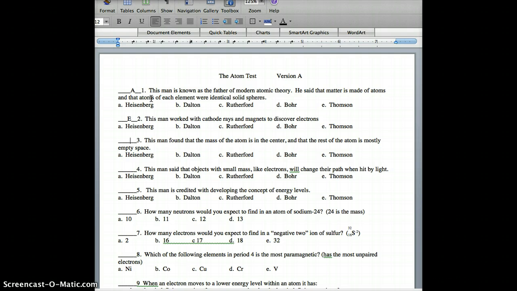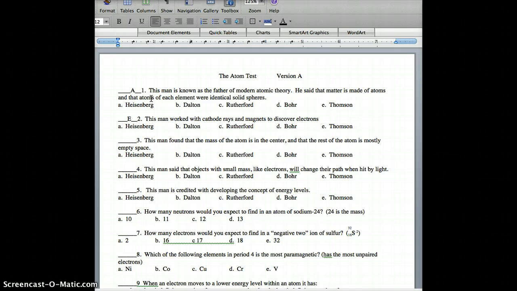Ernest Rutherford, in the early 1900s, shot alpha particles through gold foil. And by the way, an alpha particle is a helium nucleus. He shot the alpha particles through the gold foil. Most of them just went straight through without being disturbed, which showed that the atom was empty space.